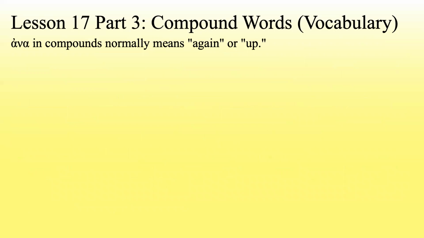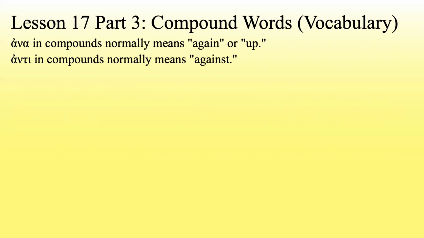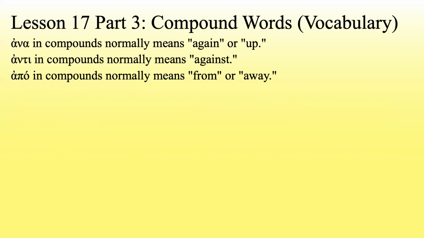So ana in compounds normally means up, again, or up, and the list of words is going to be on the lesson page. I'm not going to read through every single one of them for you, but we're going to go through the basic ideas of the compounds here. Anti in compounds normally means against. English's word anti comes from this. Apa normally means from or away.